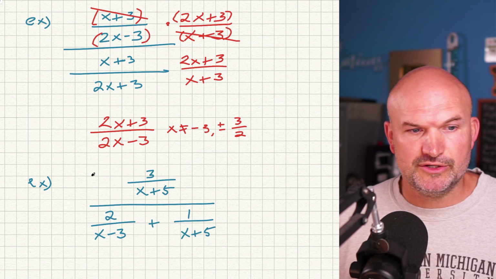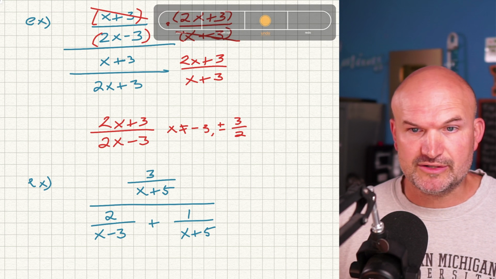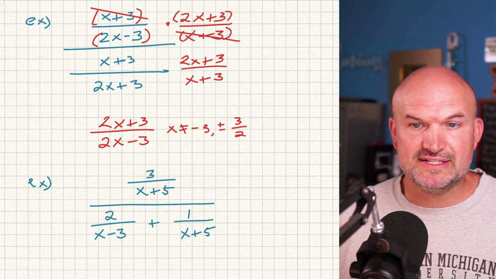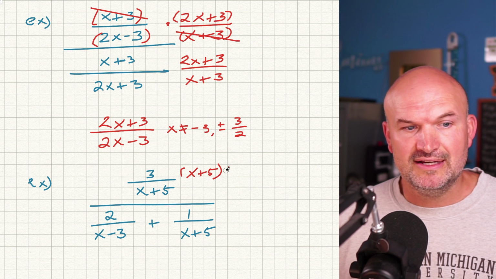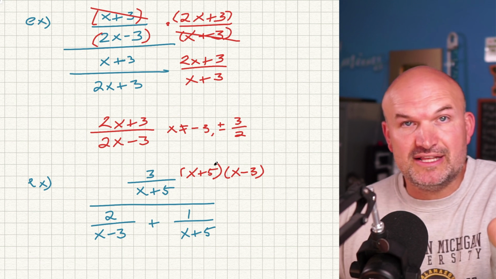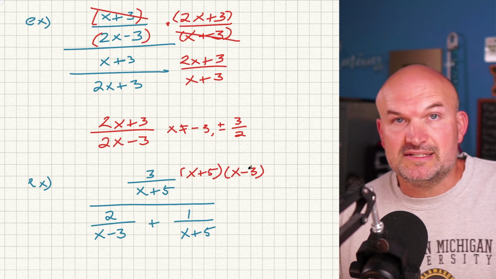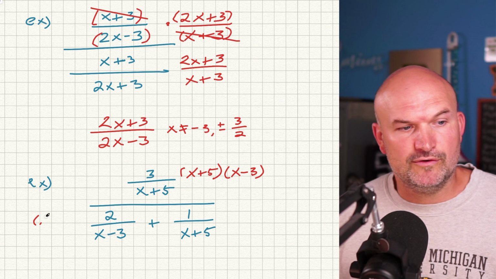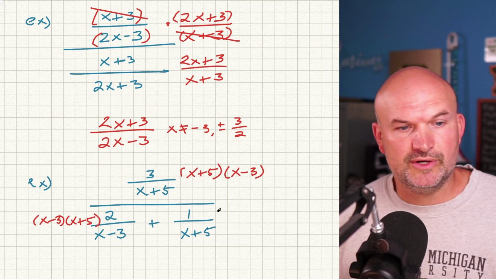So what I'm going to do is multiply every single expression by the LCD, which would be x plus 5 times x minus 3. Because again, does x plus 5 divide into that product? Yeah, it divides into the x plus 5 one time. And then we're still left with an x minus 3. And then I'm going to do that over here, and then I'm going to do it over here.